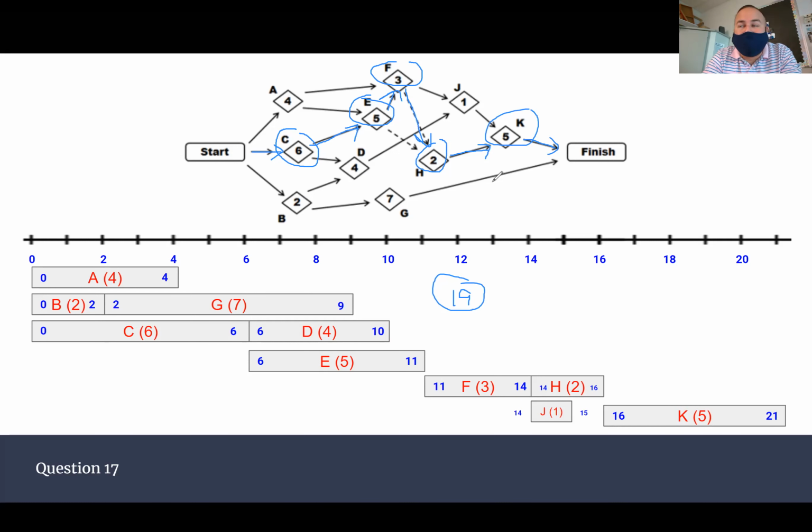Why are they critical? Why do we call them critical again? What happens if I delay these critical activities?